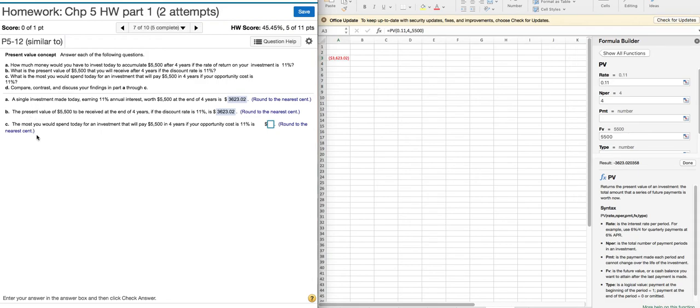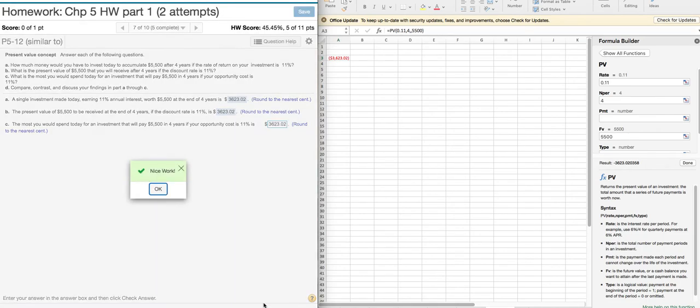So if we had the ability to earn 11% on our money and we were going to expect $5,500 in 4 years, what's the most that we would pay for that investment? Really the kind of saying the same thing or the equivalent figure of $5,500 in 4 years at 11% is that 3,623.02. That's the most that we would pay to receive back $5,500 in 4 years at 11%.